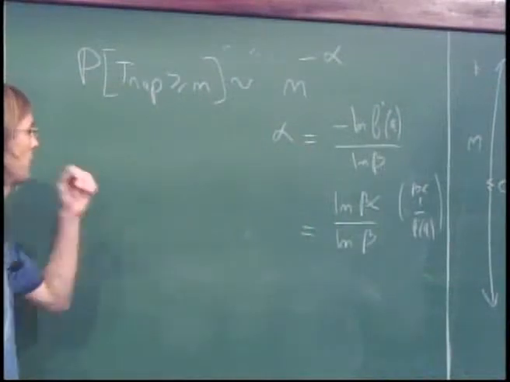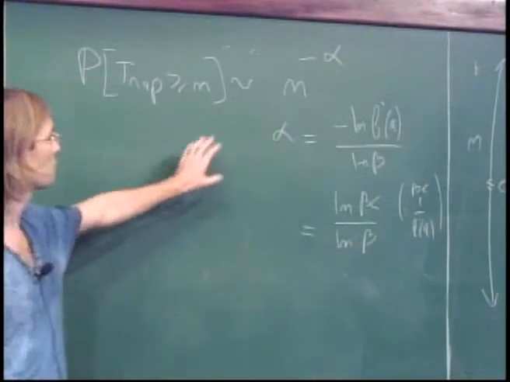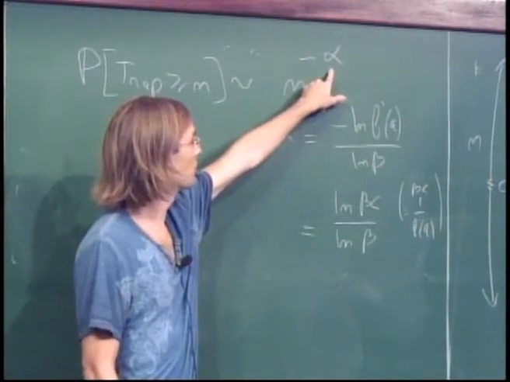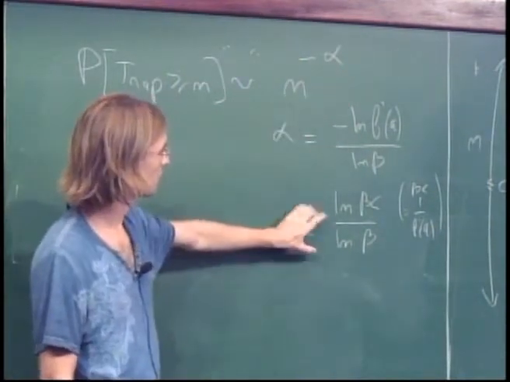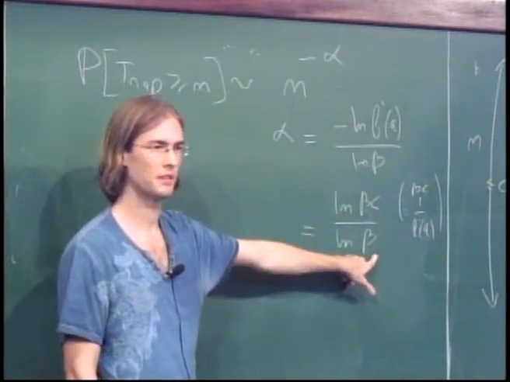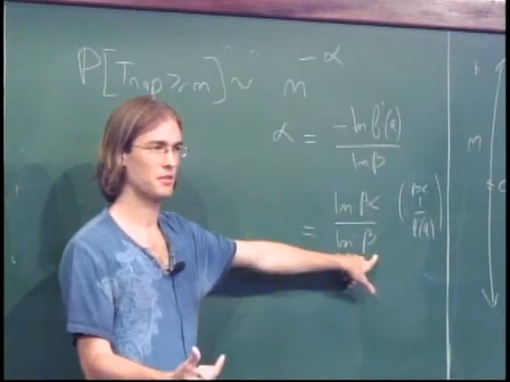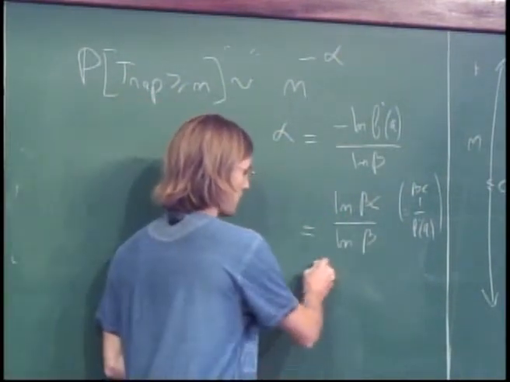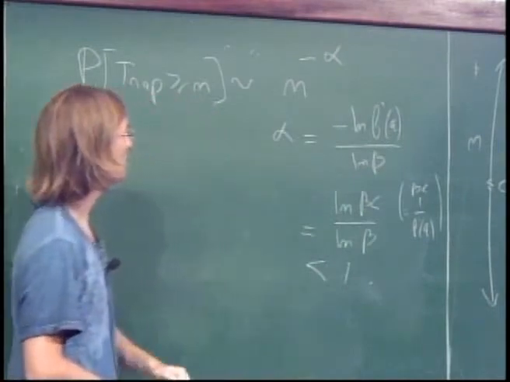OK, so let's put the computation apart. What happened? I got a polynomial tail. I got an exponent alpha, and the exponent alpha is log beta c divided by log beta. And the zero speed regime is exactly when beta is bigger than beta c, so it's exactly when this is lower than 1. So I got my heavy tail.